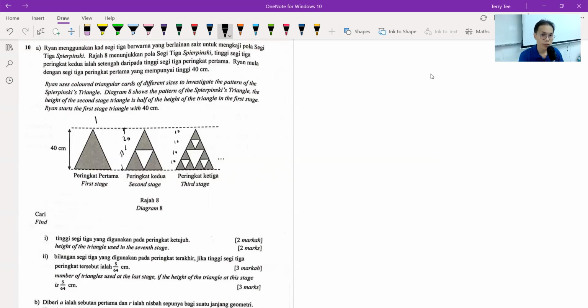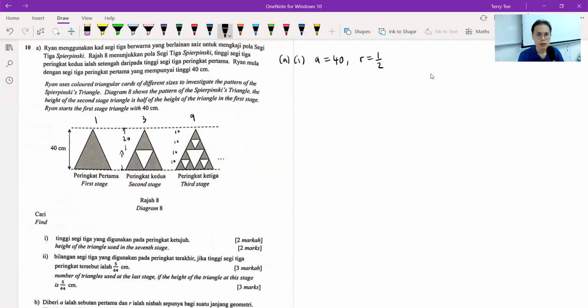The first one, you have 1 triangle. Second one, 3 triangles. You notice the third one, you have 9 triangles. Okay, so the first part, find the height of the triangle used in the 7th stage. Since we can see the first stage, you have a height of 40. Second stage is half of it. So immediately we can tell it is a geometric progression with common ratio of half.